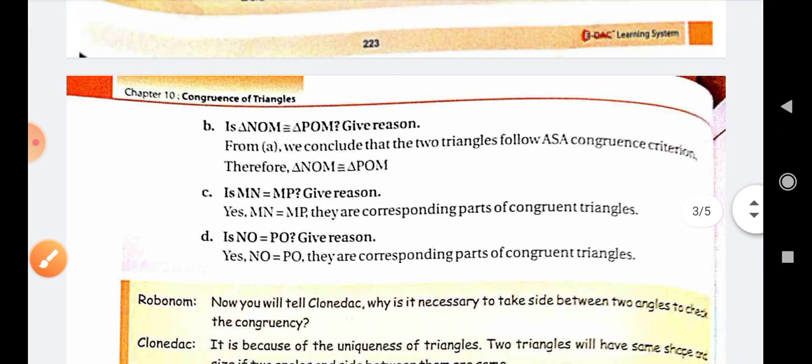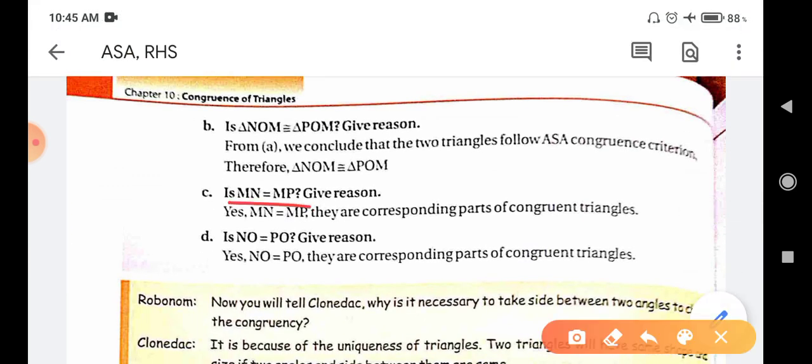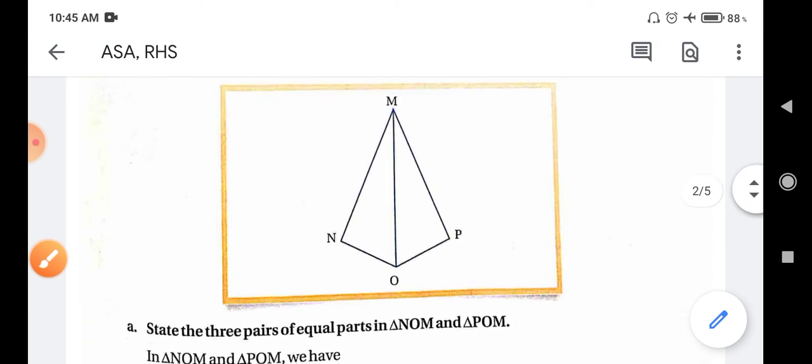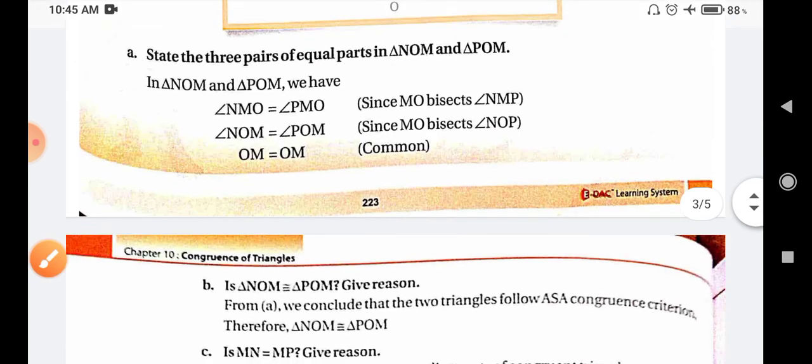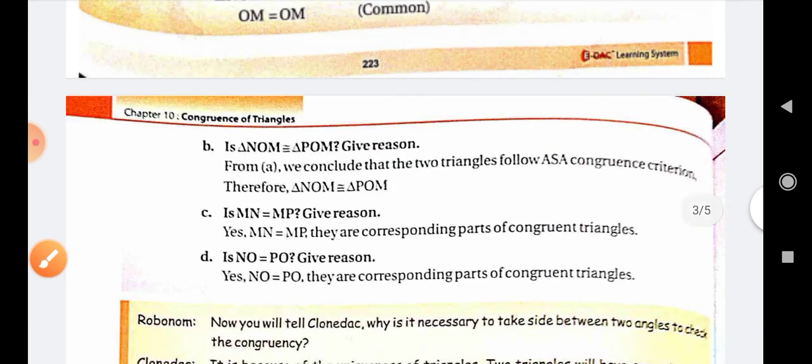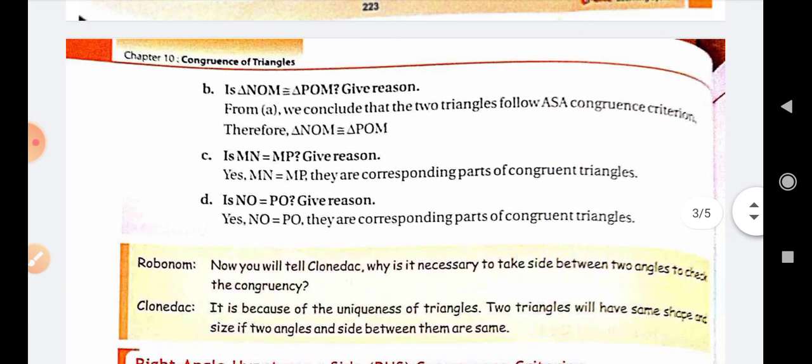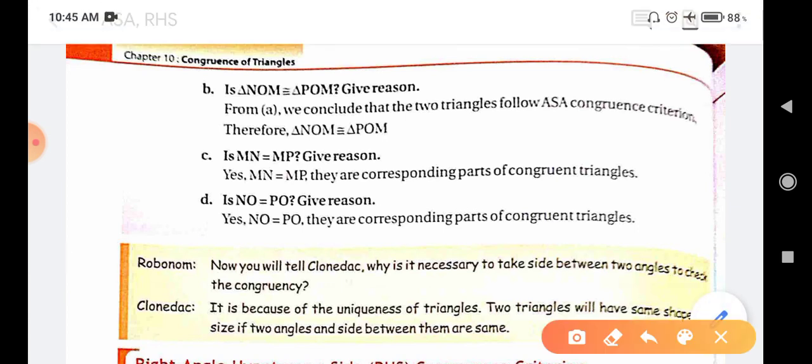Next is, is MN equal to MP? In this figure, are they equal? Yes, they are equal because they are the corresponding parts of congruent triangles. We know that if two triangles are congruent, then their corresponding parts are also equal. So MN is equal to MP by corresponding parts of congruent triangles.